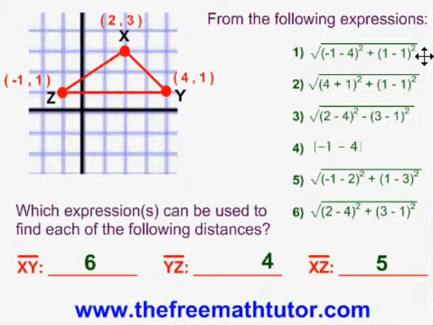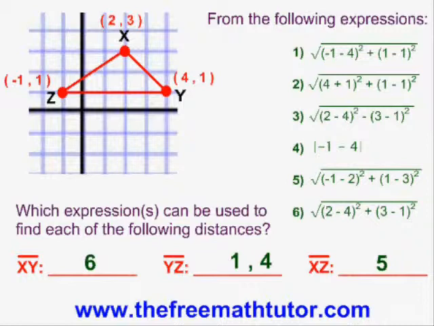And there is no trick question. There is no minus sign where I expect to find a plus sign or anything like that. So number 1 is also a correct answer for distance YZ. And I enter number 1 as another correct answer for YZ. I just have to double check that there's no other correct answer.